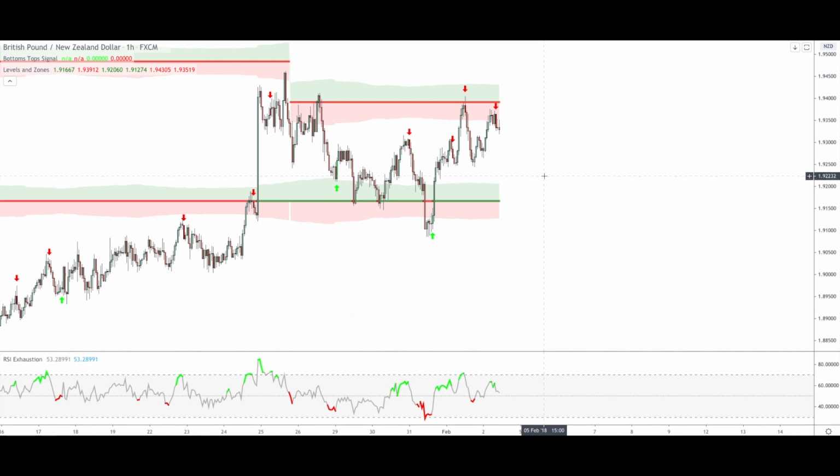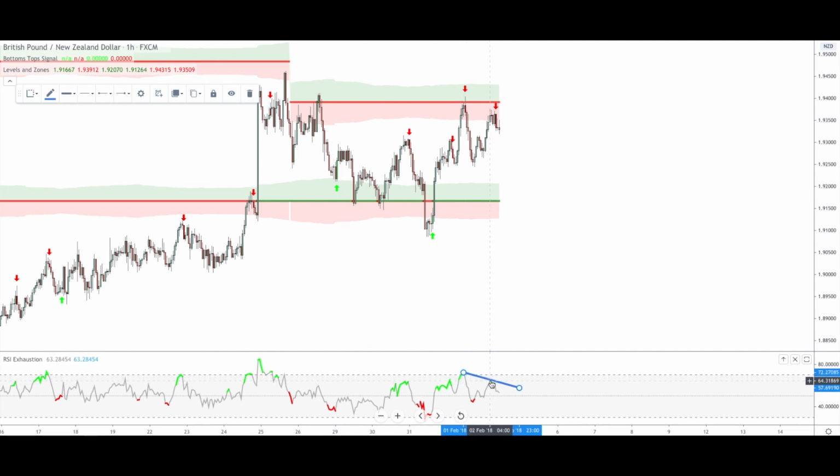So what I'm looking at here is this setup, this price action, which looks like the price will likely come down. The first condition that we always check with the bottom stop signal and the RSI exhaustion is to have divergence. So in this case, we have this downtrend here in the RSI.